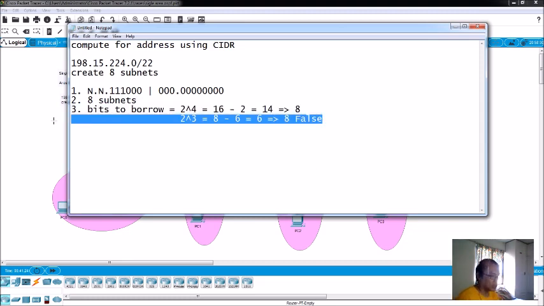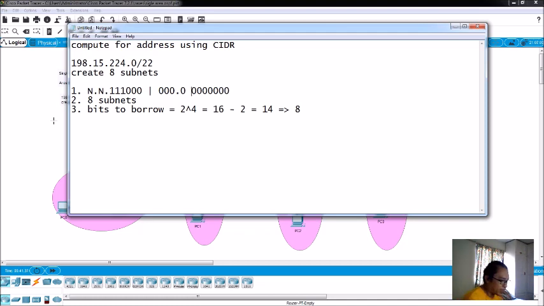Okay, so let's erase this one. In order for us to identify those borrowed bits, we're going to highlight the bits that we're going to borrow. It's 1, 2, 3, 4 bits. So we're going to put a mark here. So these are our subnets and these are our hosts. Okay, so that would be the fourth step.